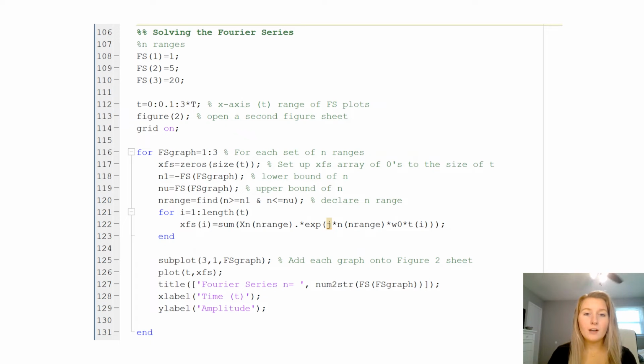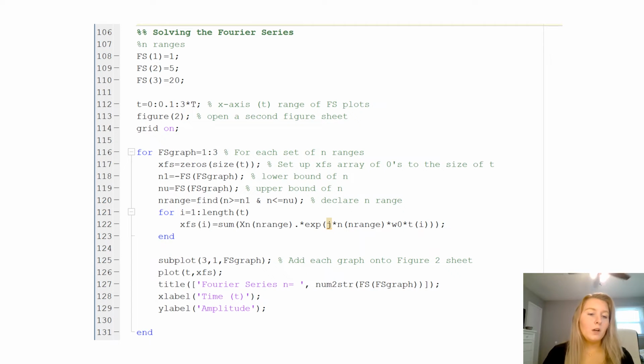So now we're going to solve the actual Fourier series. We're given 3 separate ranges of n values, but then on our actual plots, we want to make sure we show more than just one period of these values. So we're going to multiply our period times 3, and so our t is going to go from 0 to 3 times our period. We want these graphs on figure 2. And then for each iteration of the n ranges, we're going to create a Fourier series vector that is first full of zeros, and then we're going to determine our upper and lower bounds of n and declare that range.